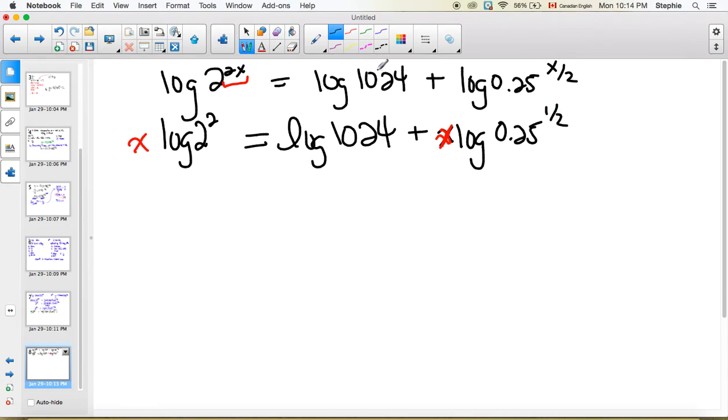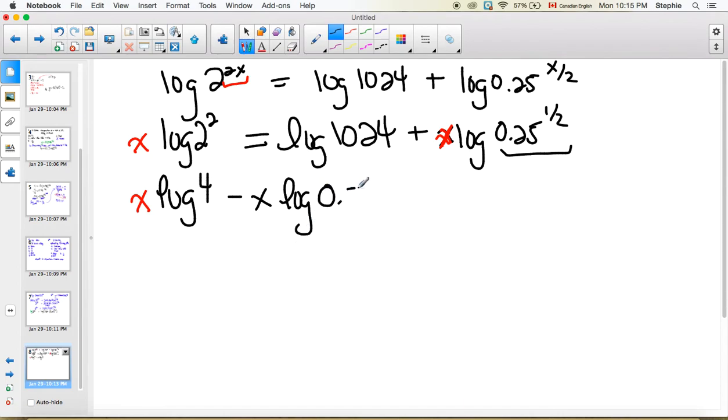Okay, now I'm going to put all my x's together. So x log, this one here is 4. And I'll bring this one over, so it becomes minus x log 0.25 to the power of a half. If we do 0.25 to the power of a half, it becomes 0.5. Just put that on a side note over here. So 0.25 to the power of a half equals 0.5. That's where I got this over here.